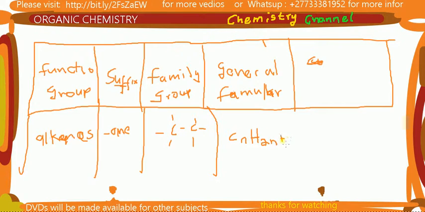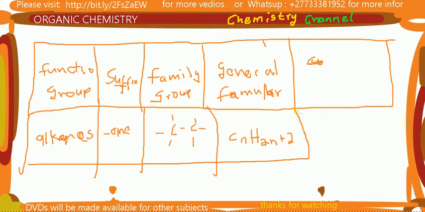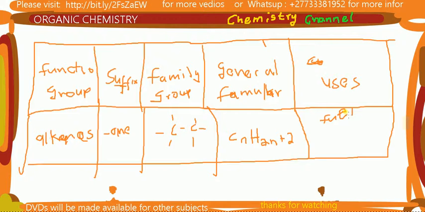So that's it. This was organic chemistry. We're dealing with the hydrocarbons, and we're checking the hydrocarbon and their general formula, functional group, suffix, family group, and general equation. These are hydrocarbons usually used for fuel, and some in other different products.